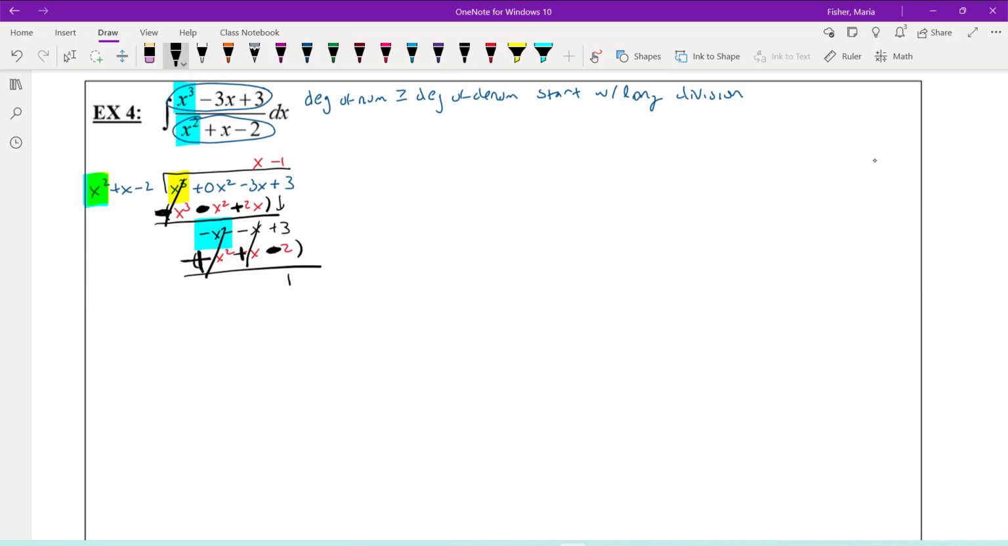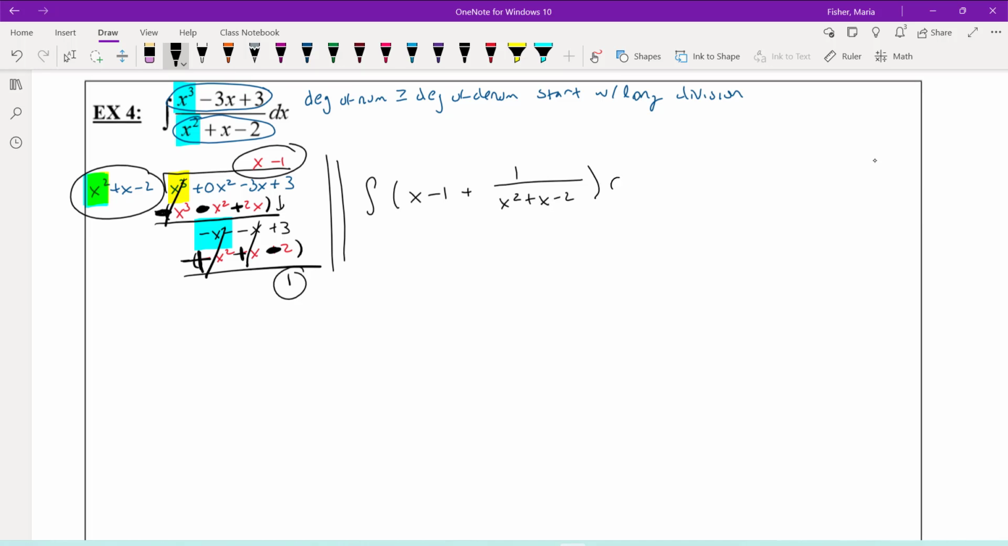So you know that you're looking at the indefinite integral of x minus 1, your quotient, plus 1, your remainder, over x squared plus x minus 2, the divisor, times dx. Now, I can integrate this, but I can't integrate this yet. This is going to need partial fraction decomposition in order to get it into simpler fractions. So let's handle that and then put everything back into the integral.